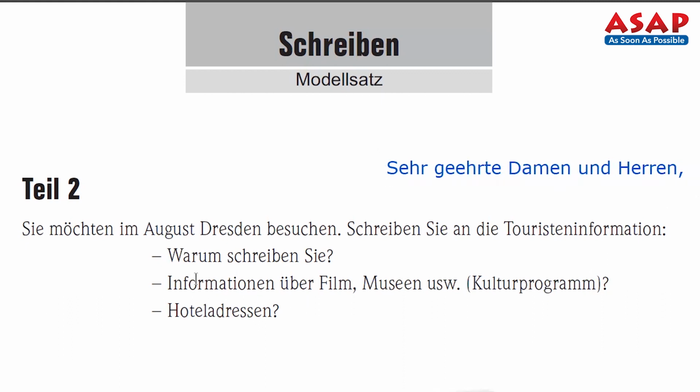Now, warum schreiben Sie? Why are you writing? Sie möchten im August Dresden besuchen. I hope you are understanding. Who is visiting Dresden? You are visiting. When are you visiting? Im August. And schreiben Sie an die Touristeninformation. So write an email to the Tourist Information Center.